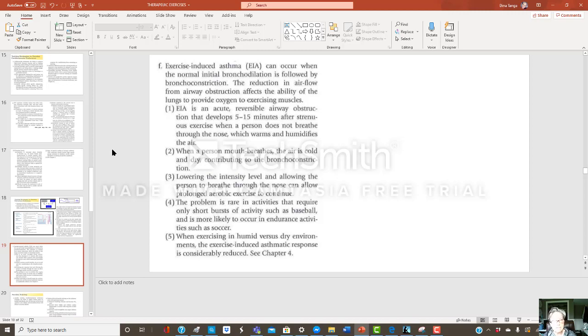The problem is rare in activities that require only short bursts of activity, such as baseball, but is more likely to occur in endurance activity, such as soccer. When exercising in humid versus dry environments, the exercise-induced asthmatic response is considerably reduced. Chapter 4.